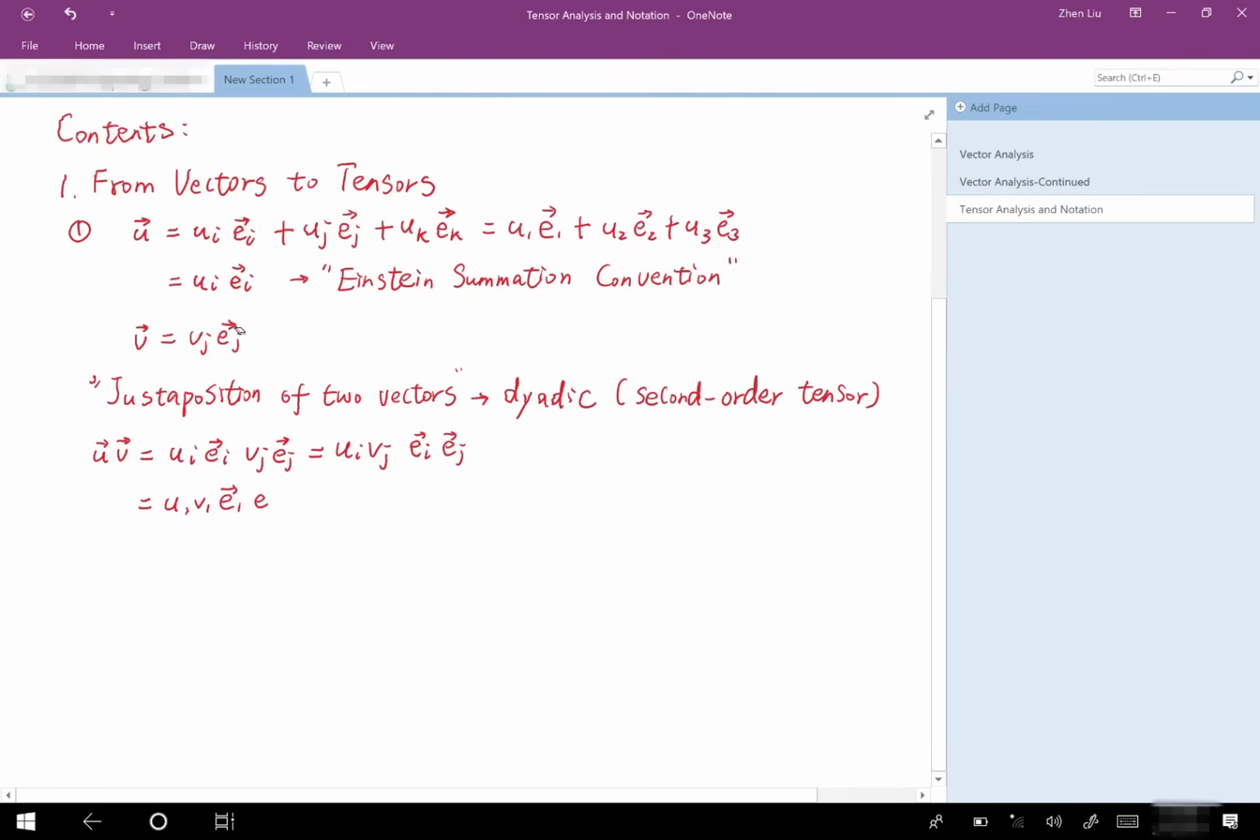So let's do it in this way. So now, for u, let's say it's u_i m_i. This one is v_j n_j. So that in this case, we don't assume that we have the same basis vectors. So they can be different. So in this case, we're going to have m_i.